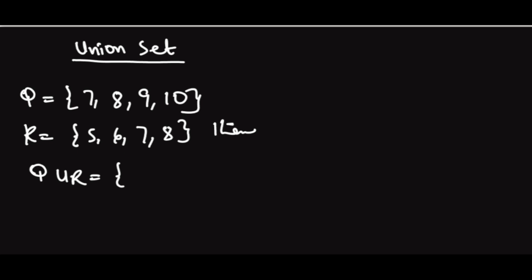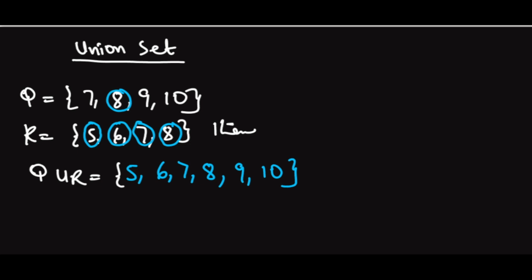So we can see from here, you can choose 5 here, so write the 5. The next smaller number is 6, then we choose our 6. The next one is 7. You see, you have 7 repeating twice, so just pick 1, 7. Then 8 also repeating twice, so we just pick 1, 8. And then we have 9, and then we have 10. So this is what union is all about. Therefore, Q union R is 5, 6, 7, 8, 9, and 10.